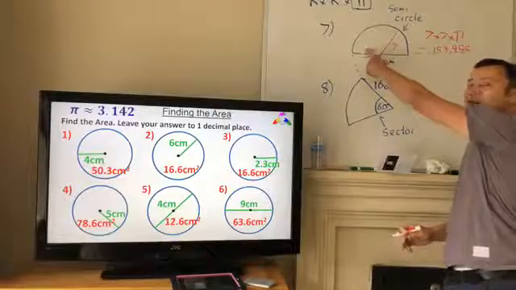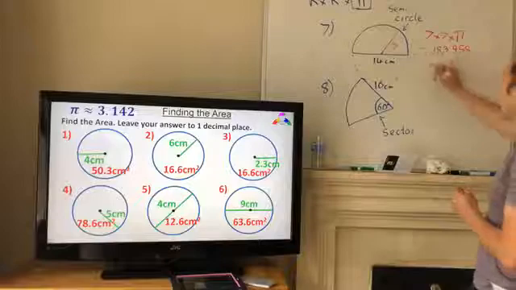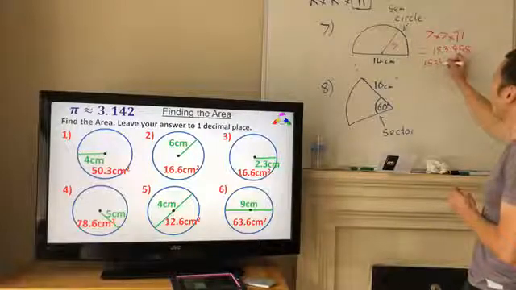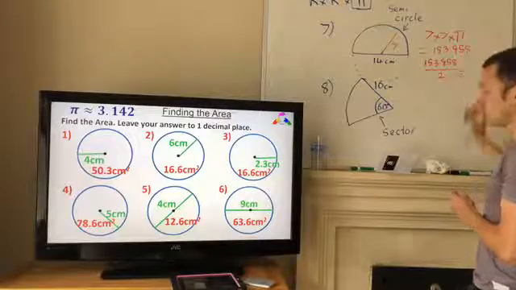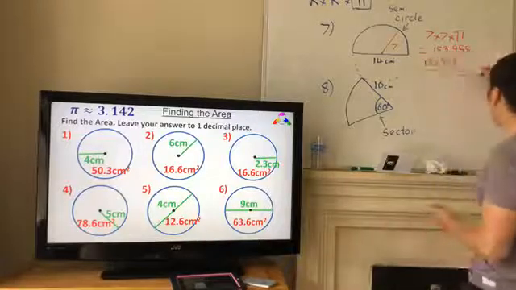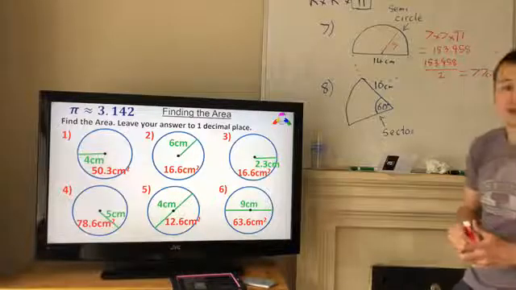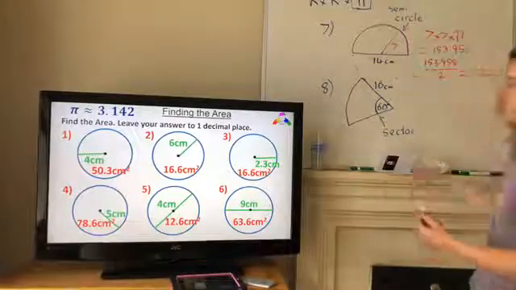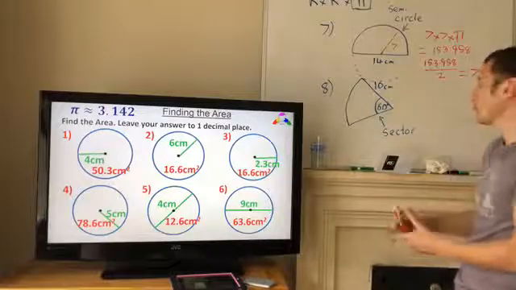But this is half a circle. So surely if this is a full circle, I am going to divide that by 2, which gives me my answer of 77 centimetres squared. Okay, so you find the whole circle first and then you divide it to get your fraction of the circle.